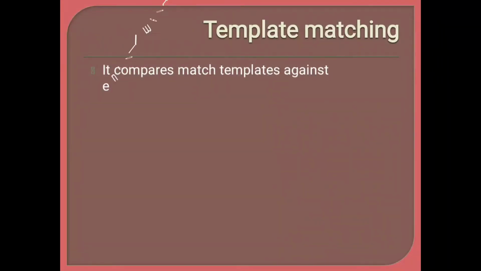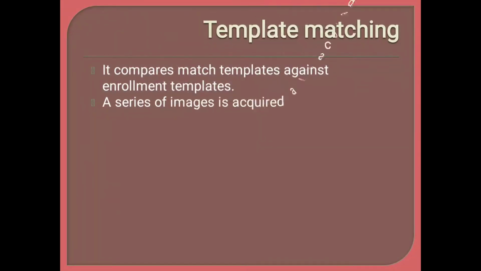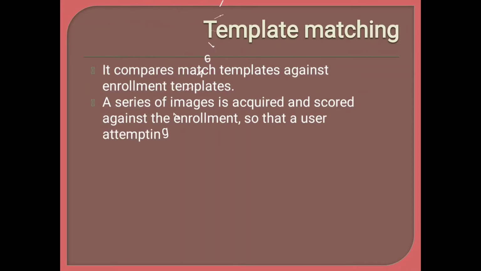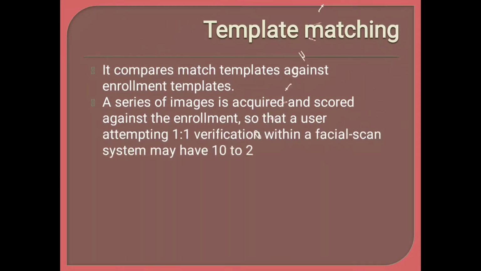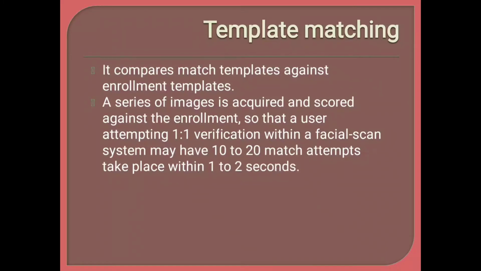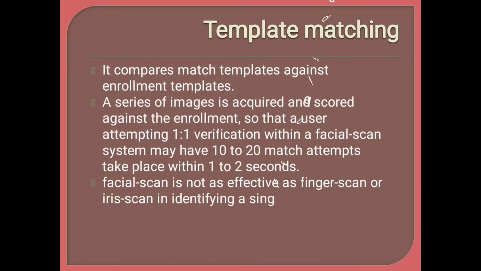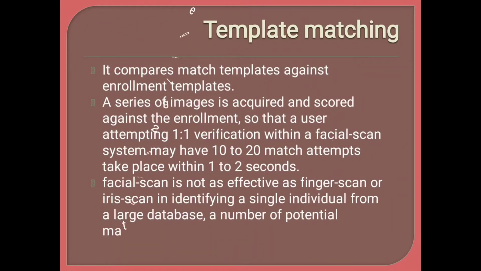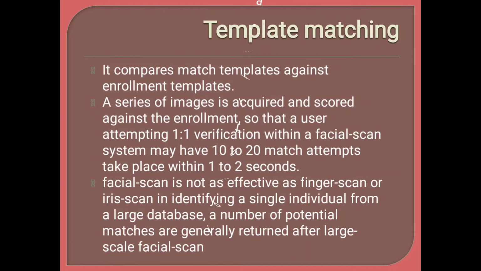Template matching compares matched templates against enrollment templates. A series of images is acquired and scored against the enrollment, so that a user attempting 1:1 verification within a facial scan system may have 10 to 20 match attempts take place within 1 to 2 seconds. Facial scan is not as effective as finger scan or iris scan in identifying a single individual from a large database. A number of potential matches are generally returned after large-scale facial scan identification searches.